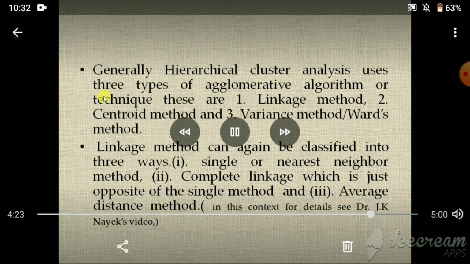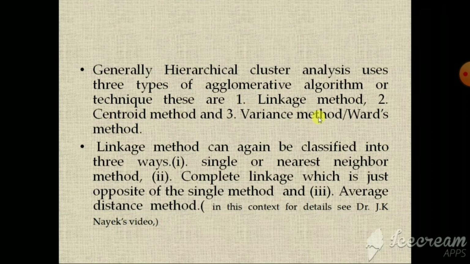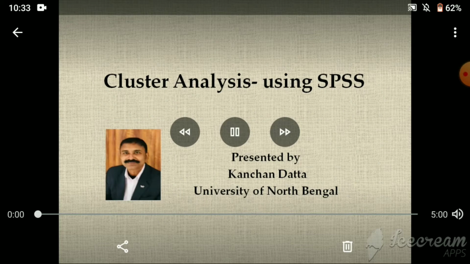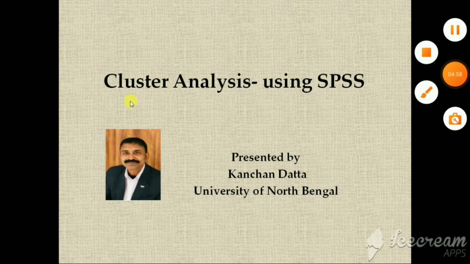Generally, hierarchical cluster analysis uses three types of agglomerative algorithm or technique. These are the linkage method, the centroid method, and the variance method, which is also known as Ward's method. The linkage method can again be classified into three ways: single or nearest neighbor method, complete linkage, which is just the opposite of the single linkage method, and the final one is the average distance method. So in this context, for details, you can watch Dr. J.K. Naik's video. He is from IIT Roorkee. So these are all techniques for how to prepare the distance.